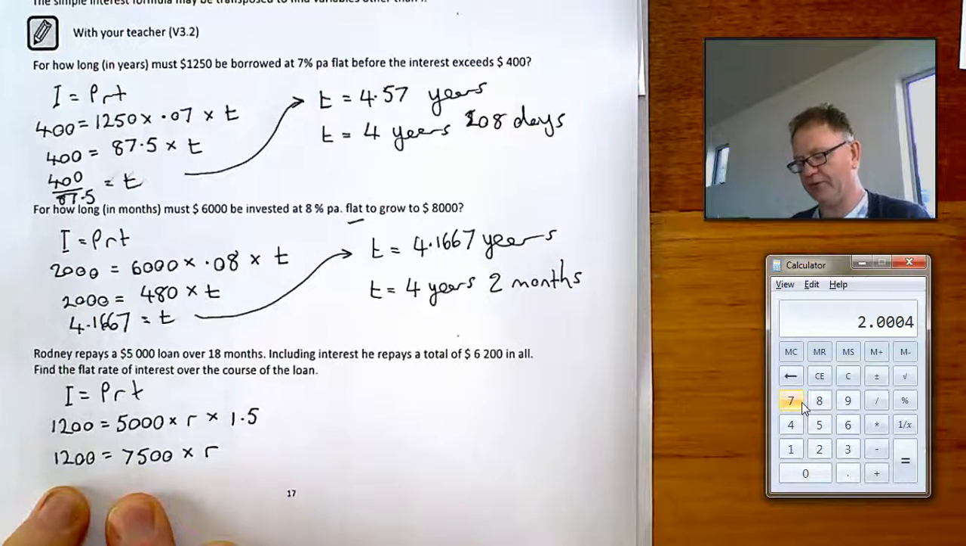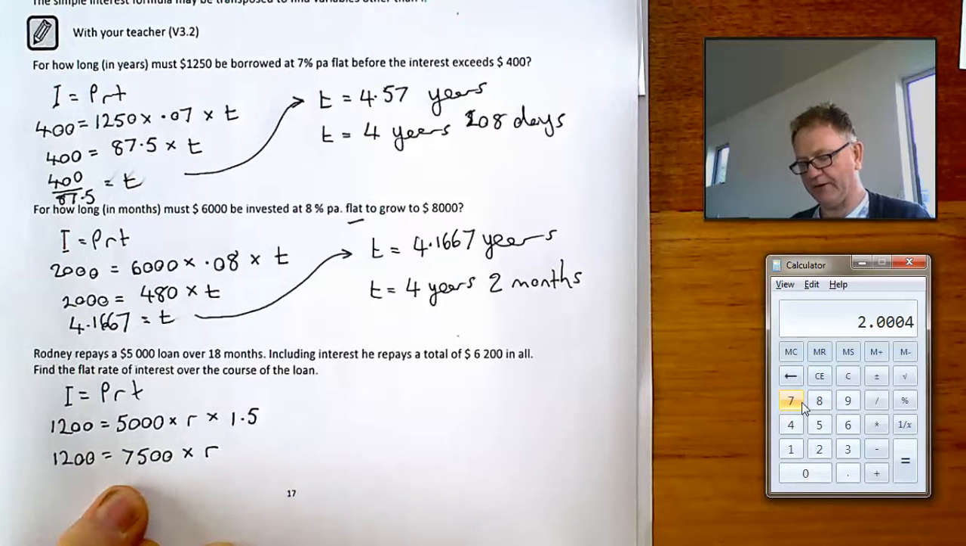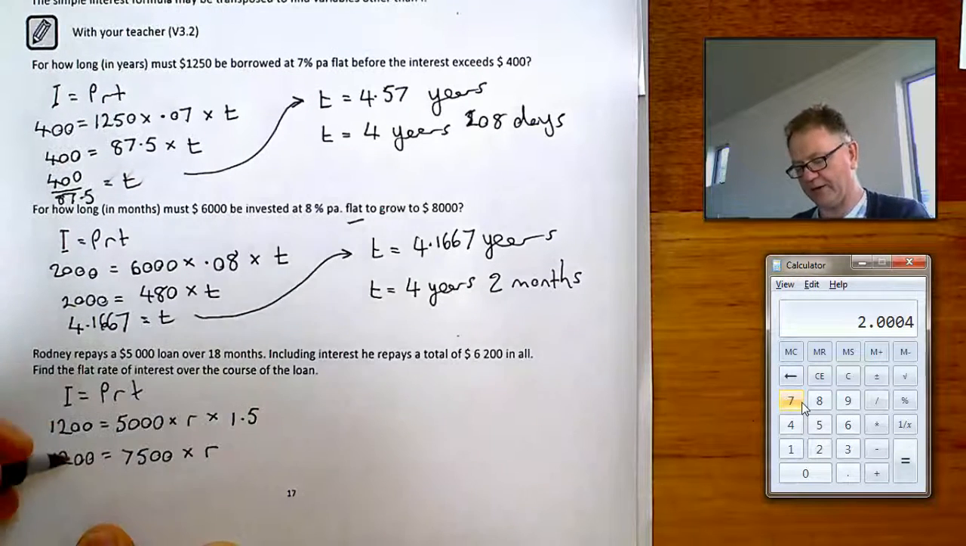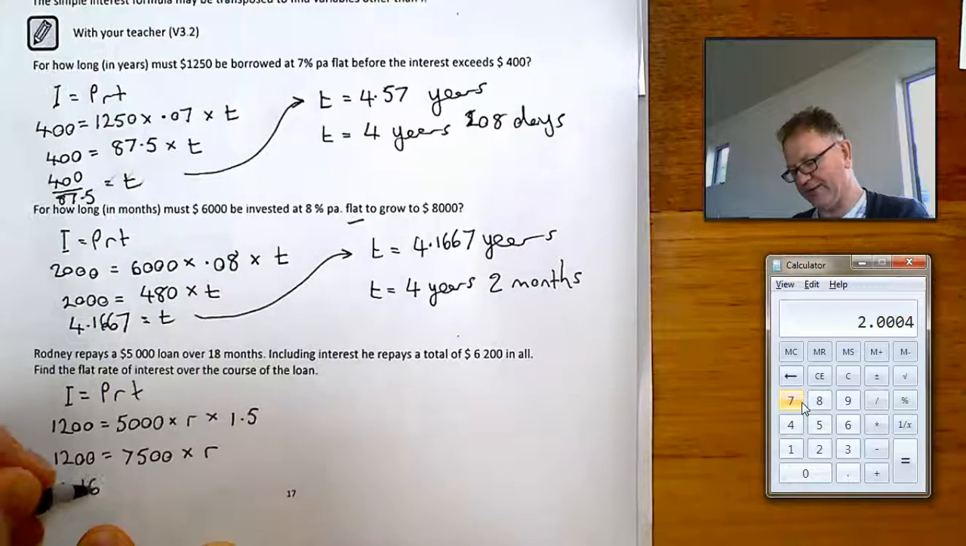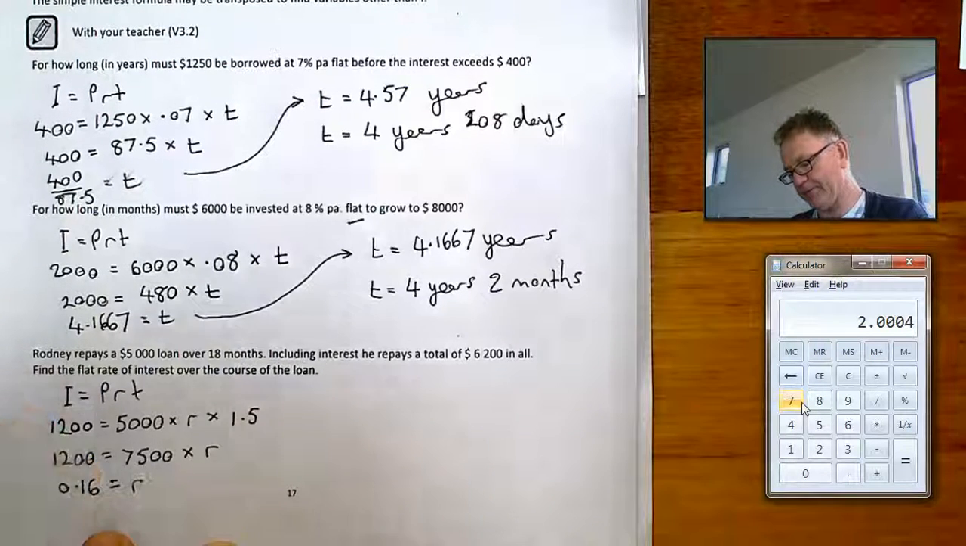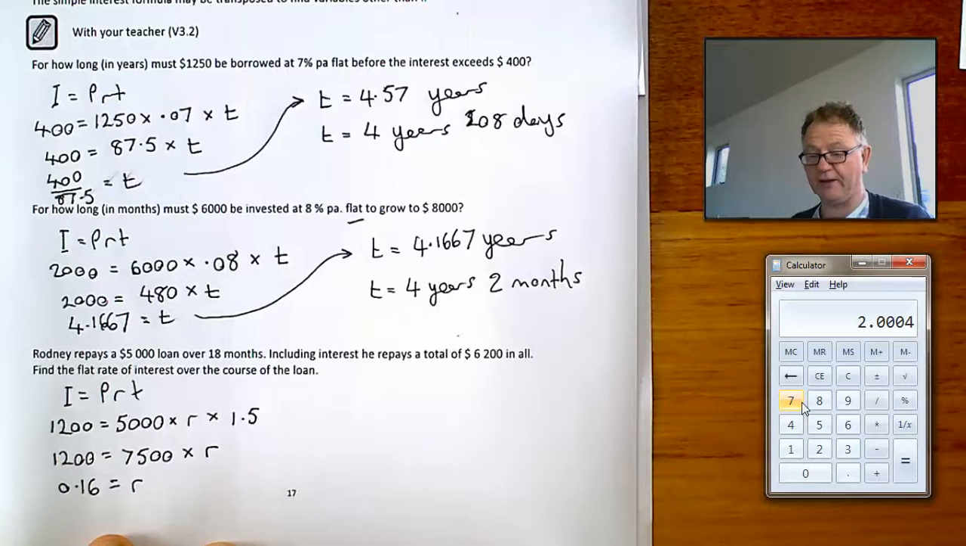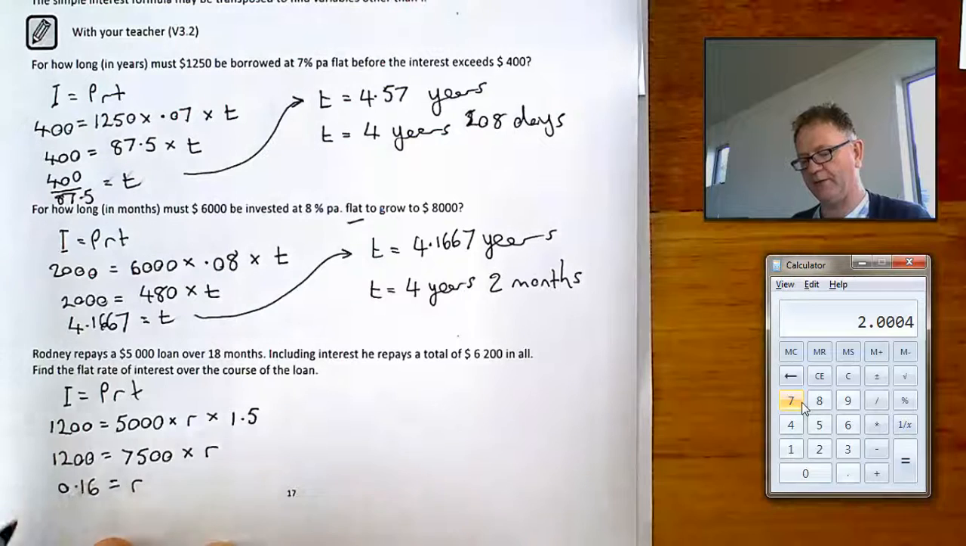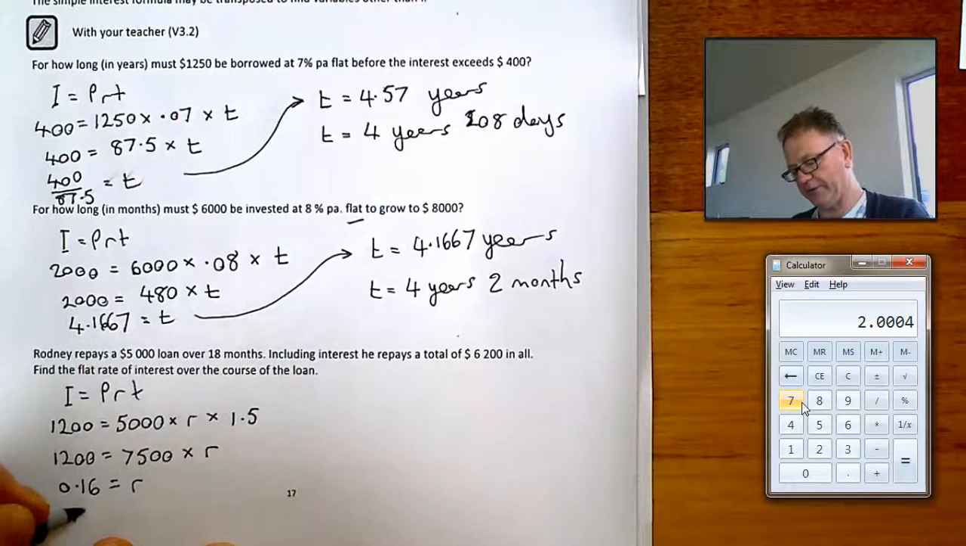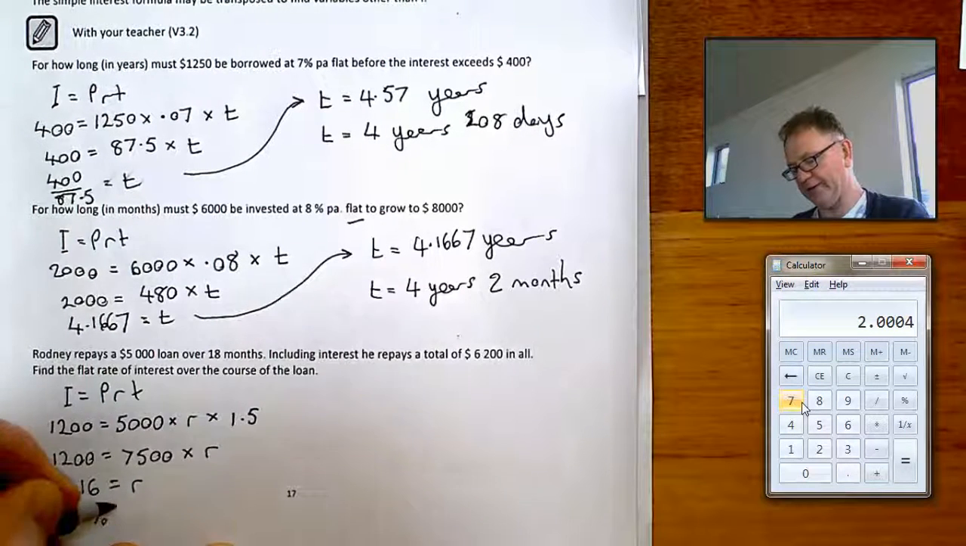So 1,200 divided by 7,500 on the calculator, 0.16 equals R. And that answer would be okay like that, only we don't normally leave interest rate as a decimal. We normally talk about it as a percentage. To convert a decimal to a percentage, just times it by 100%. So multiply this by 100, move the decimal place 2 positions, R is equal to 16%.